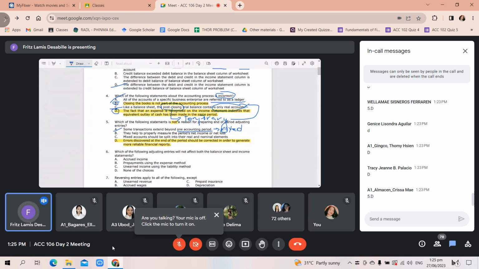Mag-adjust ka og rent expense, example prepaid rent, debit ka og prepaid rent, credit ka og rent expense, or rent expense, credit ka og prepaid rent. So rent expense is a temporary account or an income statement account, and prepaid rent is a permanent account or a balance sheet account. Again, all adjusting entries contains at least one balance sheet account and at least one income statement account. Balance sheet, permanent account, income statement, temporary.